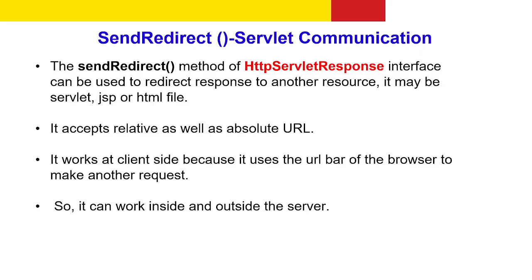We have this sendRedirect method which accepts relative as well as absolute URLs. It works on the client side because it uses the URL bar of the browser to make another request. Forward and include work on the server side, whereas this works on the client side. So it can work inside as well as outside the server. Forward and include are basically for within the server.